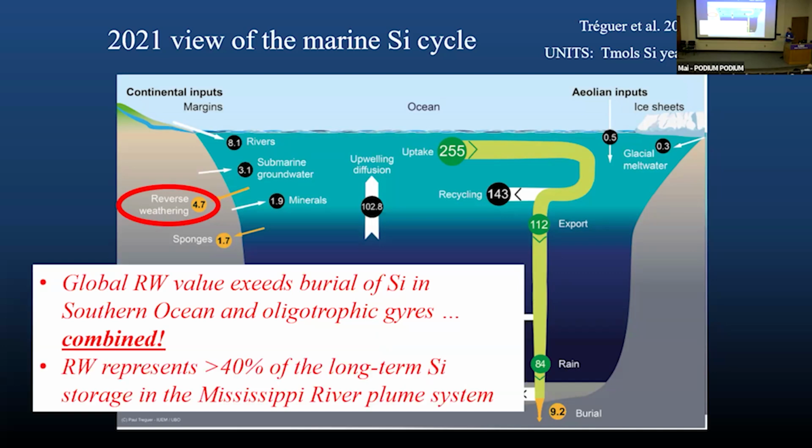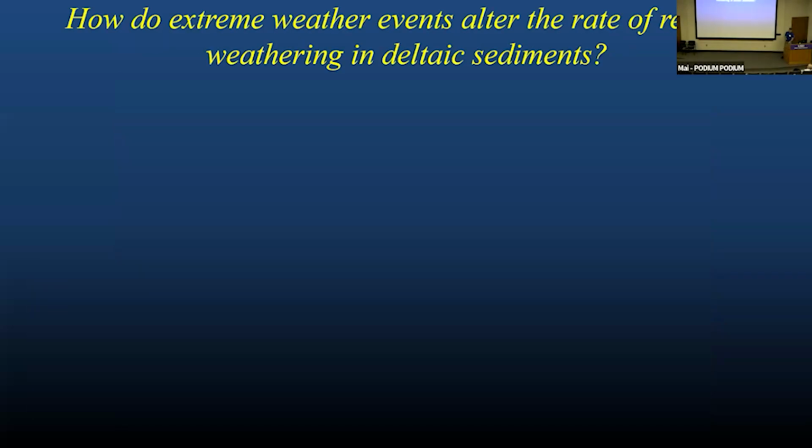So this is big. And then in terms of what this means locally, in a place like the Mississippi River and the Northern Gulf, this could represent a significant fraction, like 40% or more of the long-term silicon storage in this system. So that's important, yes, but now the question comes to temporal variability, which is really exciting because of how we've been talking about this in the session so far. So how do extreme weather events alter the rate in deltaic sediments?